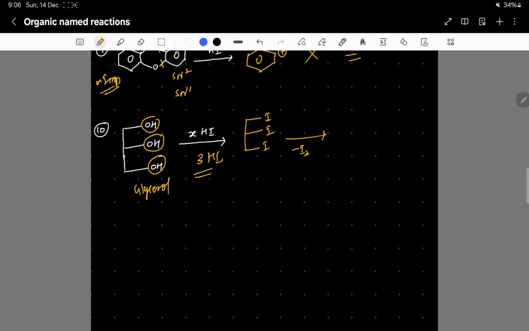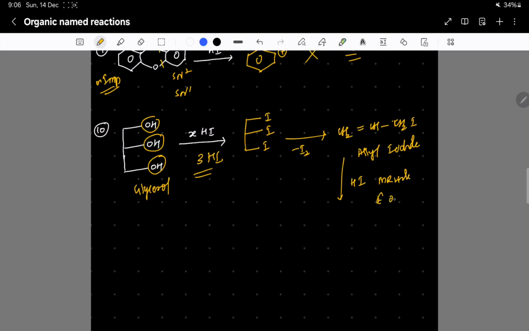Next, this 1,2 position will be unstable, so it will lose I2 and form CH2 double bond CH and CH2I. So this is allyl iodide. Now this allyl iodide reacts with HI, student, followed by the Markovnikov rule.